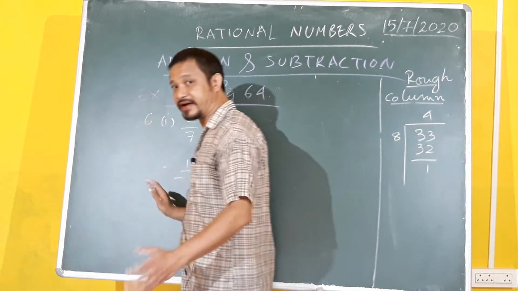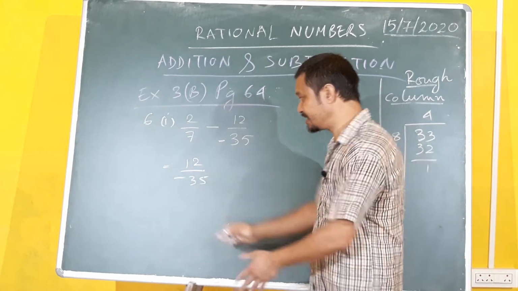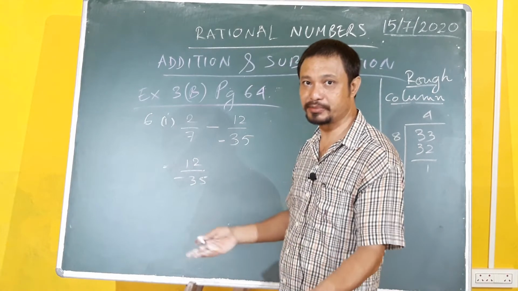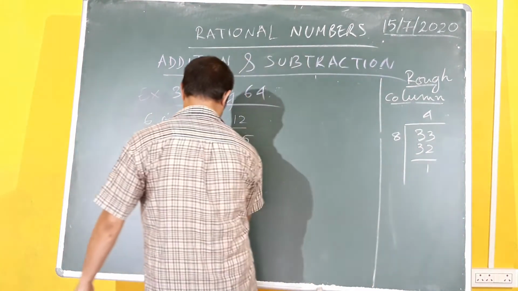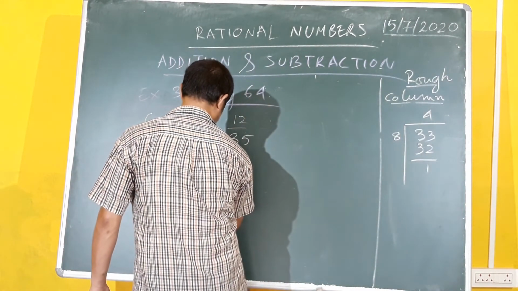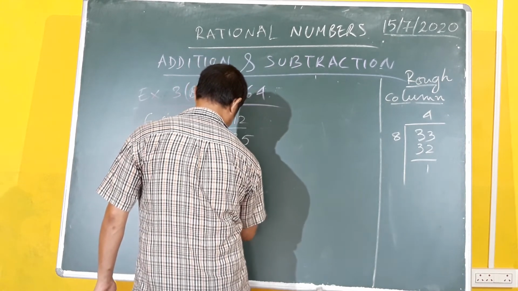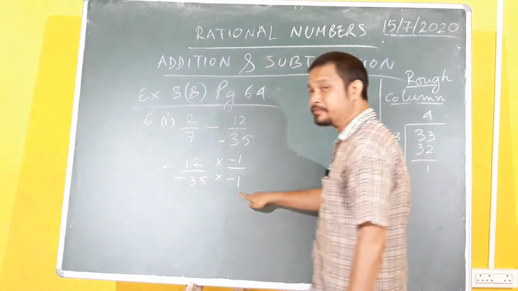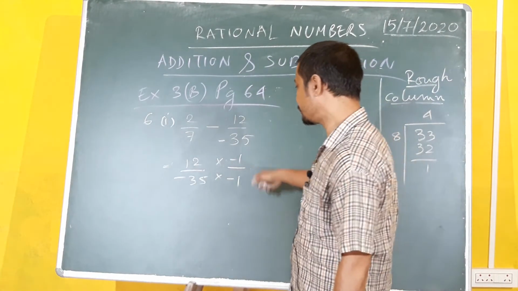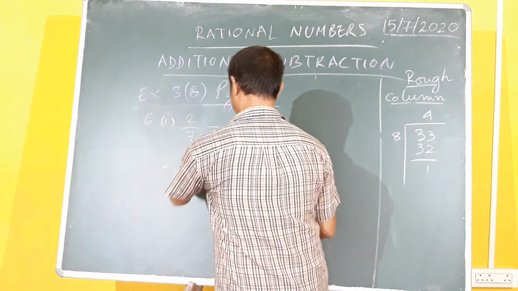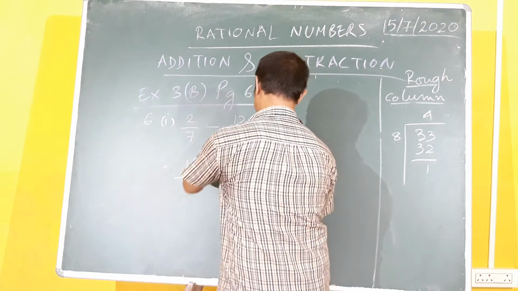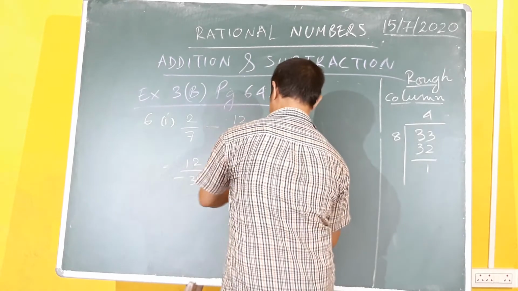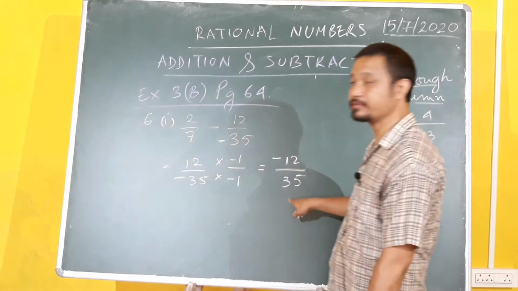We cannot change the value of these numbers. These numbers need to remain the same. The only thing you can do is change the sign. So what do you multiply it with? Naturally you multiply it with minus 1. If you are multiplying the denominator with minus 1, you need to do the same with the numerator. So what do you get? 12 ones are 12, plus into minus, minus. 35 ones are 35, minus into minus, plus. See, the denominator has become positive now.